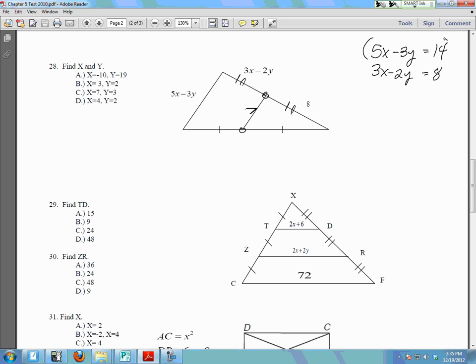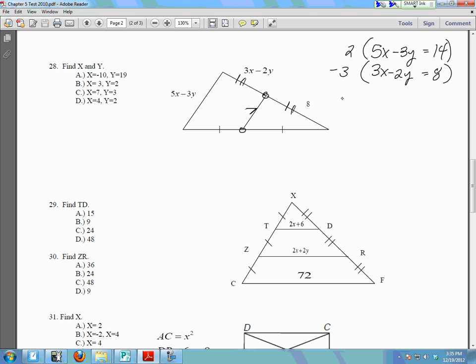So I'll multiply this top equation by a 2. I'll multiply this bottom one by a 3. Now that'll make them both be negative 6. I want one of them to be positive 6 and one of them to be negative 6, so I'll change that one to a negative 3. I could have made this one negative 2 if I wanted to, and kept that one to be positive 3.